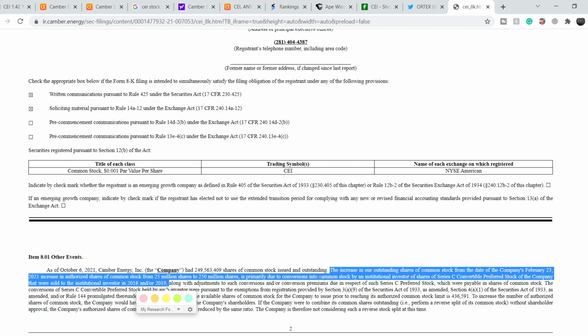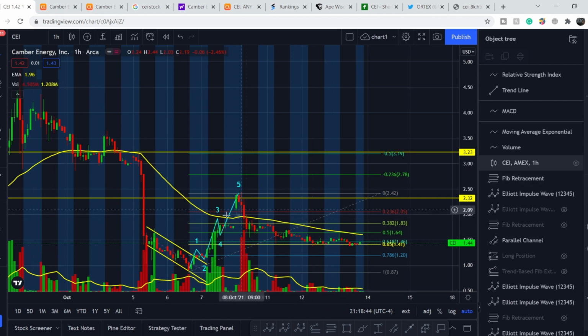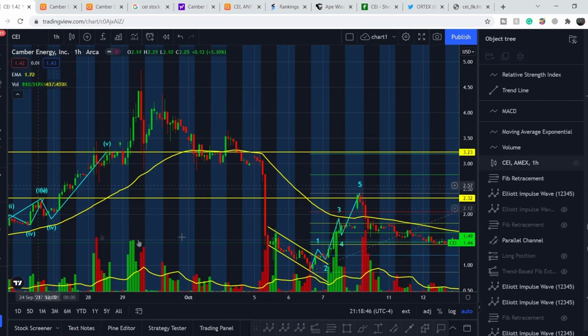And I have to say that this information is only declaring the fact that on October the 6th they had this number of shares, about 250 million shares. But the process of this increase was initiated somewhere in the past, from February 23rd to October the 6th. It took more than 8 months to have this increase, and that's why, in my opinion, it doesn't relate to this movement, and it doesn't relate to any movements right here.